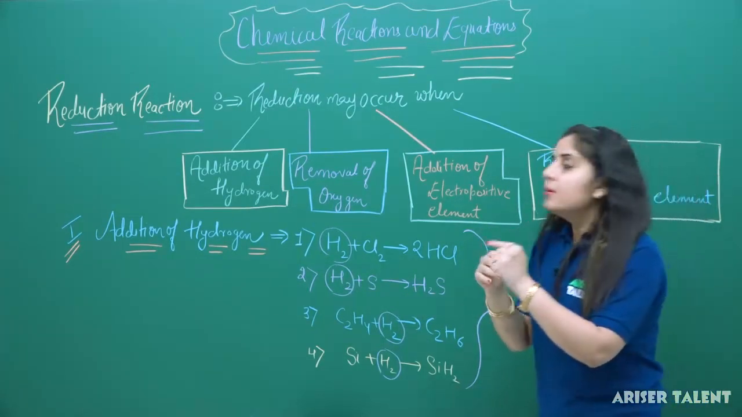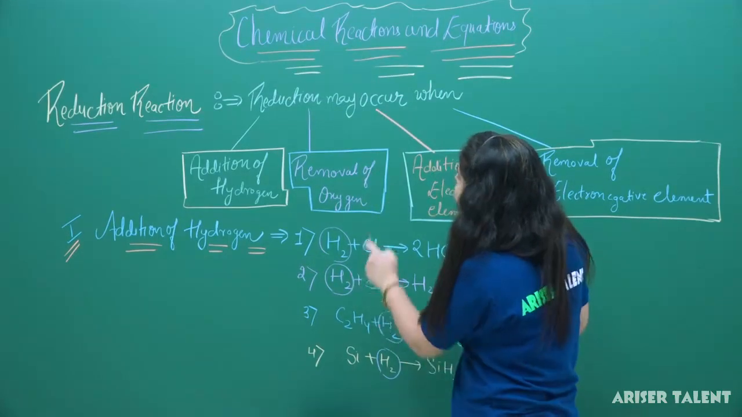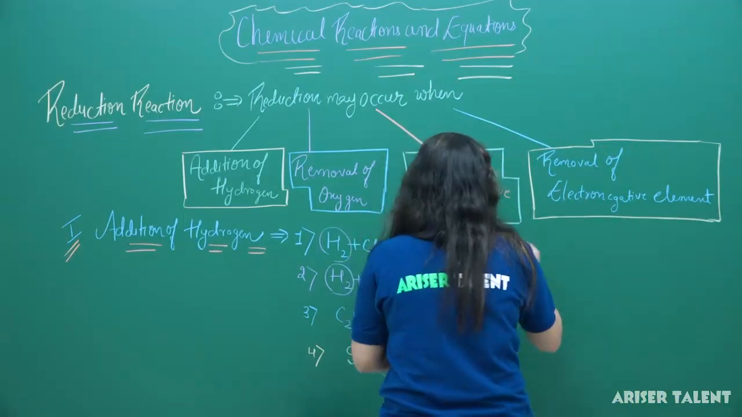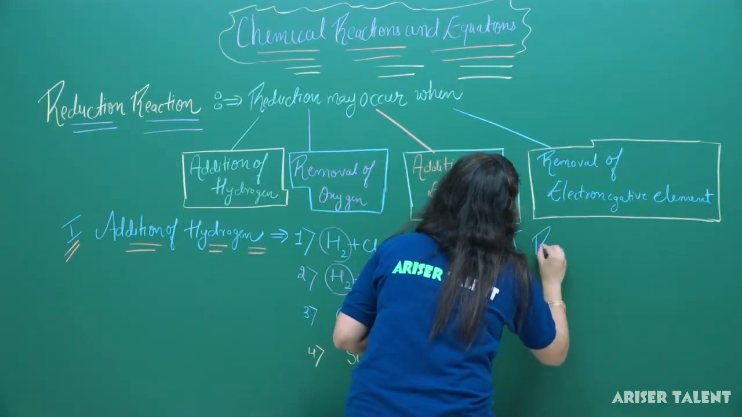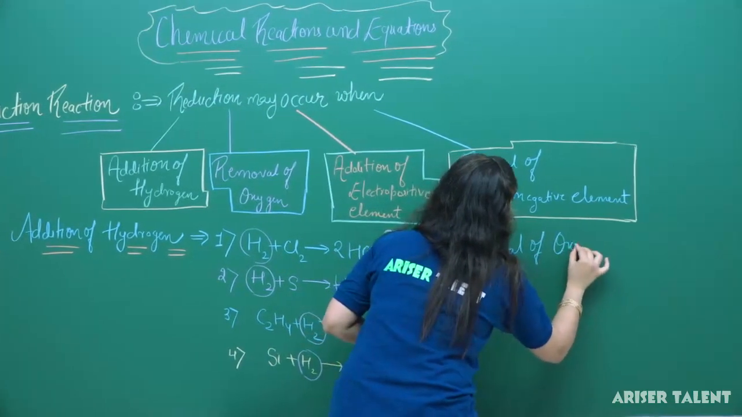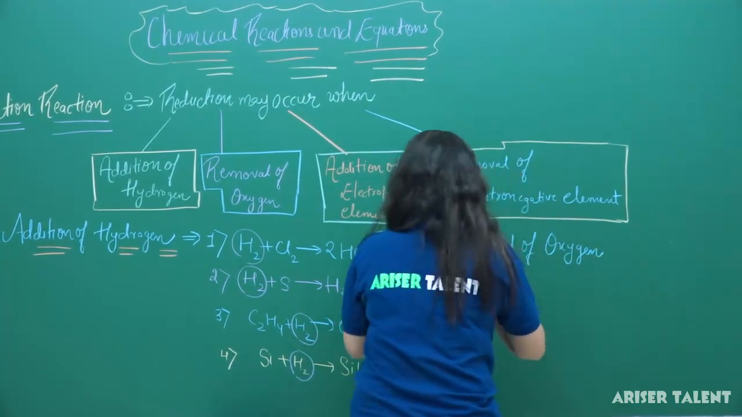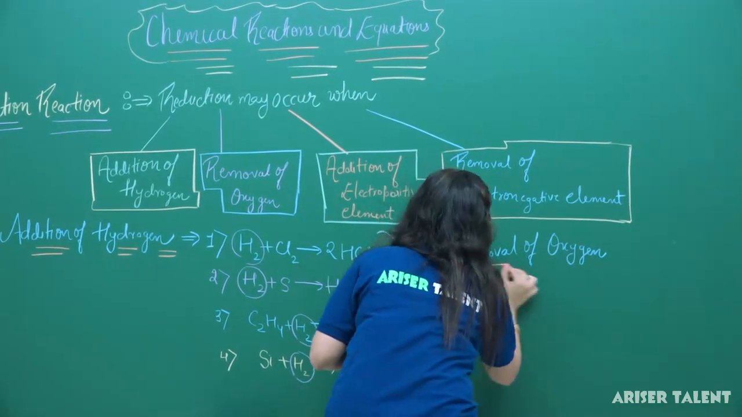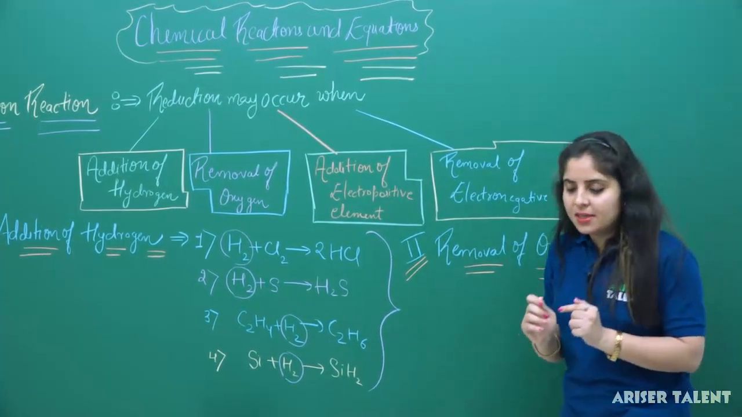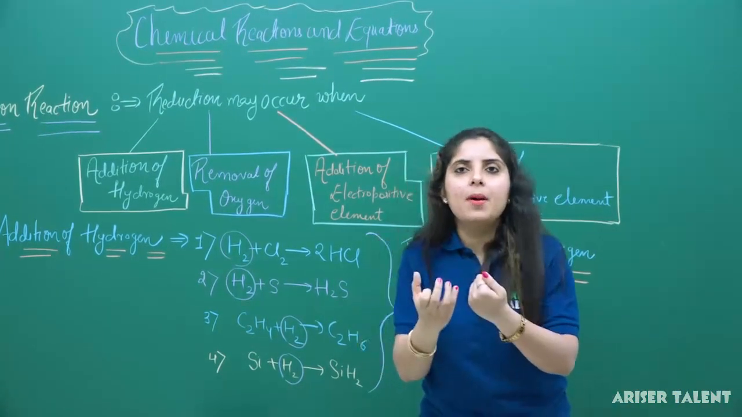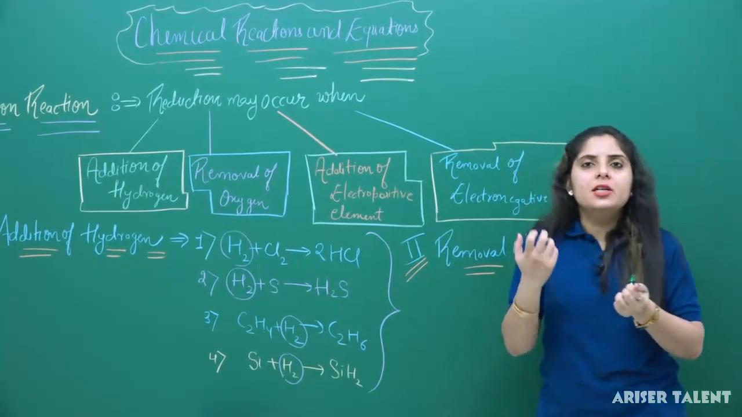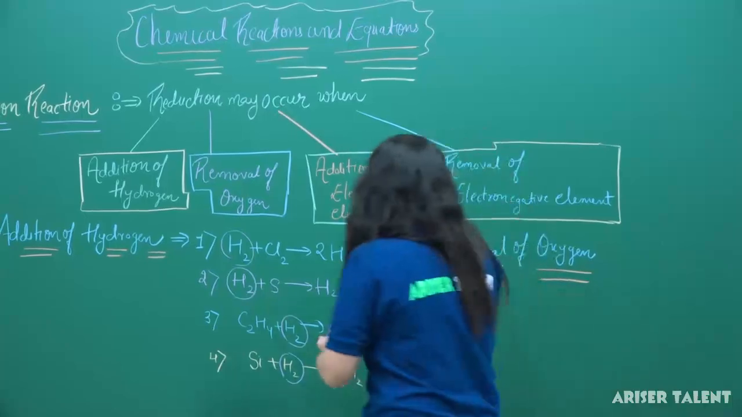Now we will proceed to our next category. There will be a removal of oxygen from the compound. So our second topic is removal of oxygen. Now, what happens in the case of the removal of oxygen? If I take a particular element or compound, we will take out the oxygen from it. This can be understood with the help of an example.